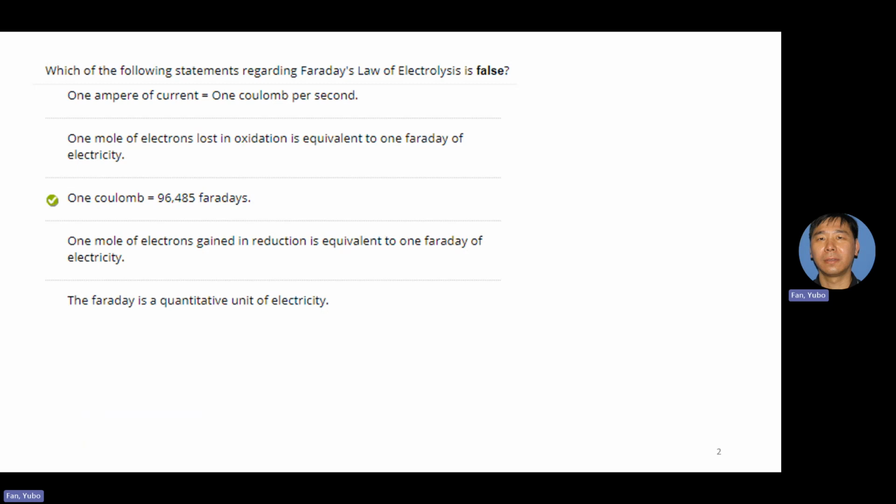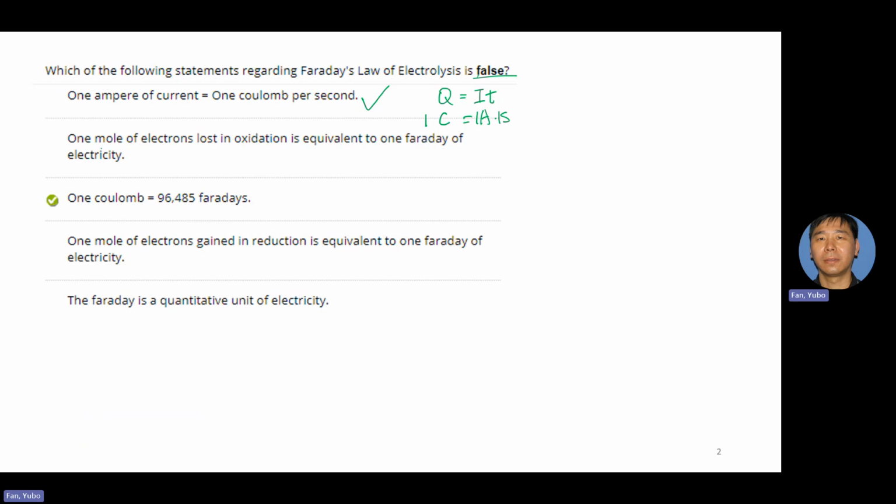Okay, this is correct. Next question. Which of the following statements regarding Faraday's law of electrolysis is false? I ask about false, so read the question carefully. First one: 1 ampere of current equals 1 coulomb per second. This is correct; that's a definition. We have an equation: charge equals current times time. The unit for charge is the coulomb, the unit for electric current is the ampere, and second for time. So 1 ampere times 1 second equals 1 coulomb. That's basically the definition. If we do the reverse, we get the same result.